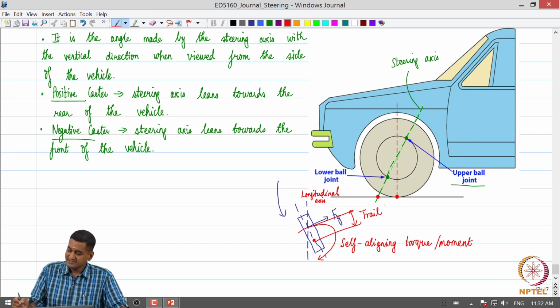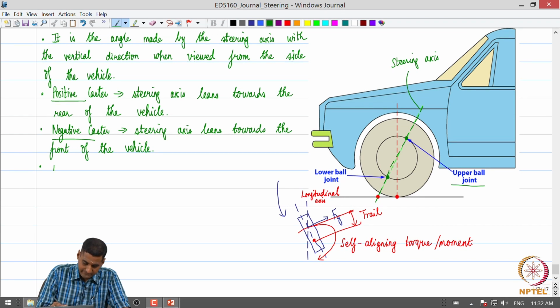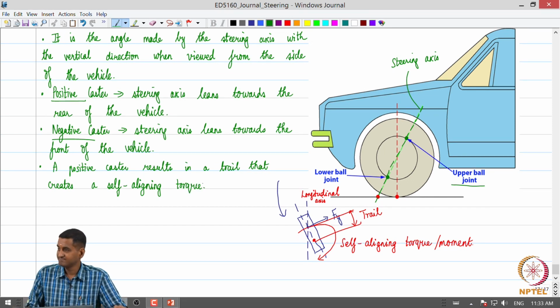So, that is basically the impact of this positive caster. We can immediately observe that a positive caster results in a trail that creates a self aligning torque. So, that is the impact of caster.